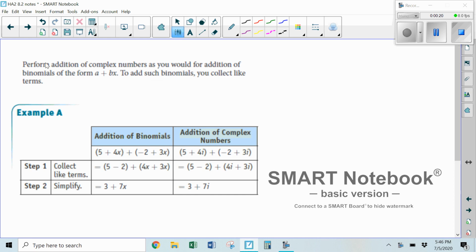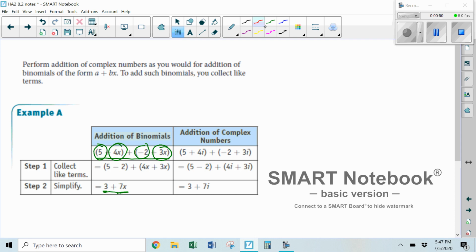So it says, form addition of complex numbers as you would for the addition of binomials of the form a plus bx. To add such binomials, you collect the terms. So don't overthink this. Let's take a look at what's written here. That's not anything new. That's not imaginary numbers. Those are x's. If I were to combine the 5 and the -2, those are like terms. I get 3. And if I add the 4x with the 3x, that gives me 7x.